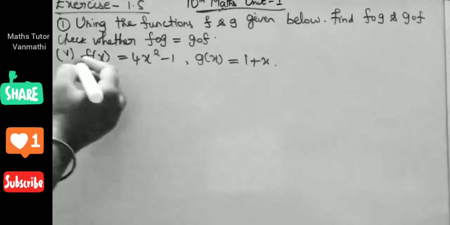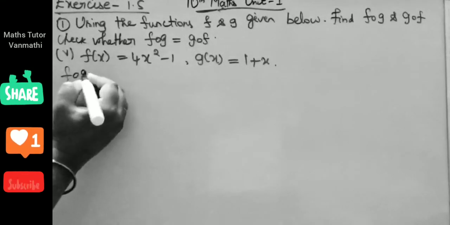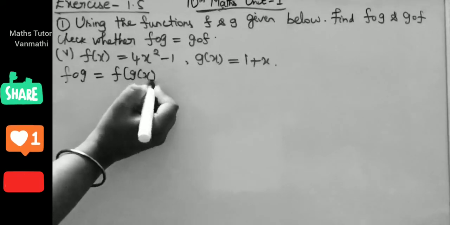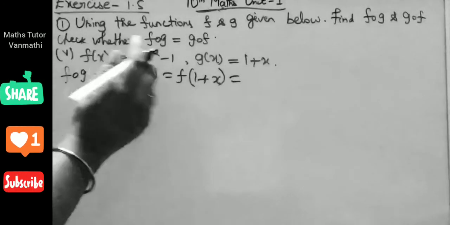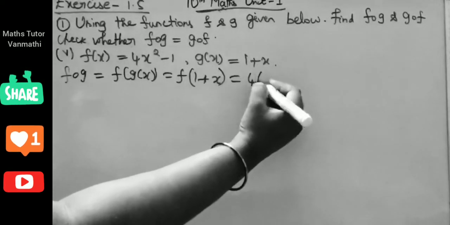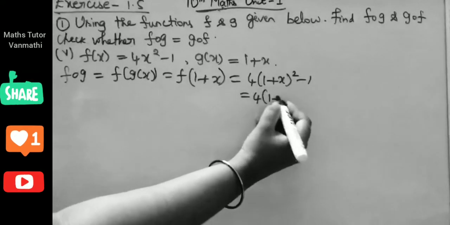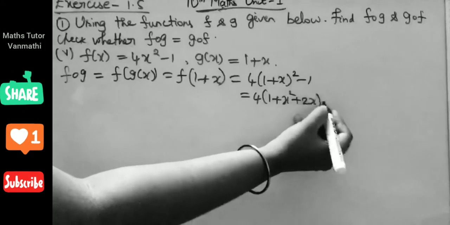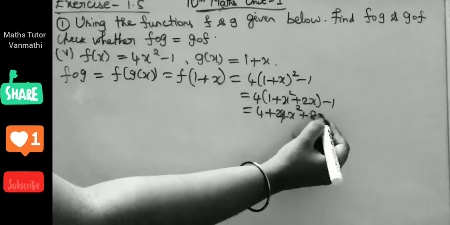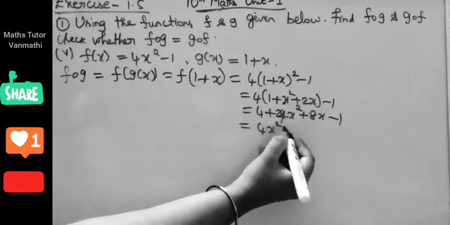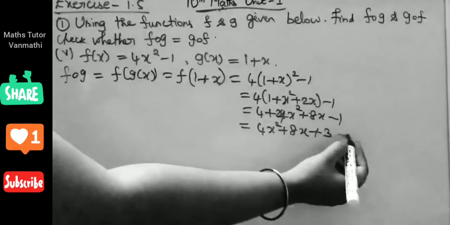Next is your fifth subdivision. Fifth subdivision, f of x equal to 4x square minus 1, g of x equal to 1 plus x. f composite g, you get f of g of x, where g of x is 1 plus x. Then f of x is 4x square minus 1. You replace 4 into (1 plus x) the whole square minus 1. Simplifying, you get 4 into 1 plus x square plus 2x minus 1. So 4 plus 4x square plus 8x minus 1. You get 4x square plus 8x plus 3. Mark it as 1.